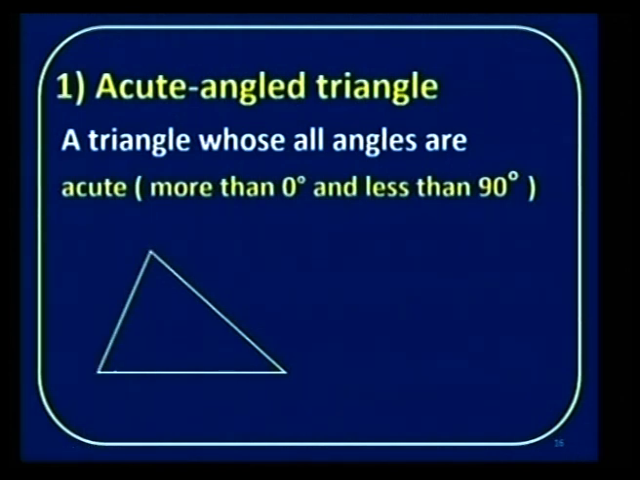Children, observe the screen here. I am taking 3 angles in the triangle. What is the first one here? 70 degrees. Second one 45 degrees. Third one 65 degrees. So, can we call it an acute angled triangle? Yes, because all the 3 angles are less than 90 and more than 0. Now, let us observe another triangle here.